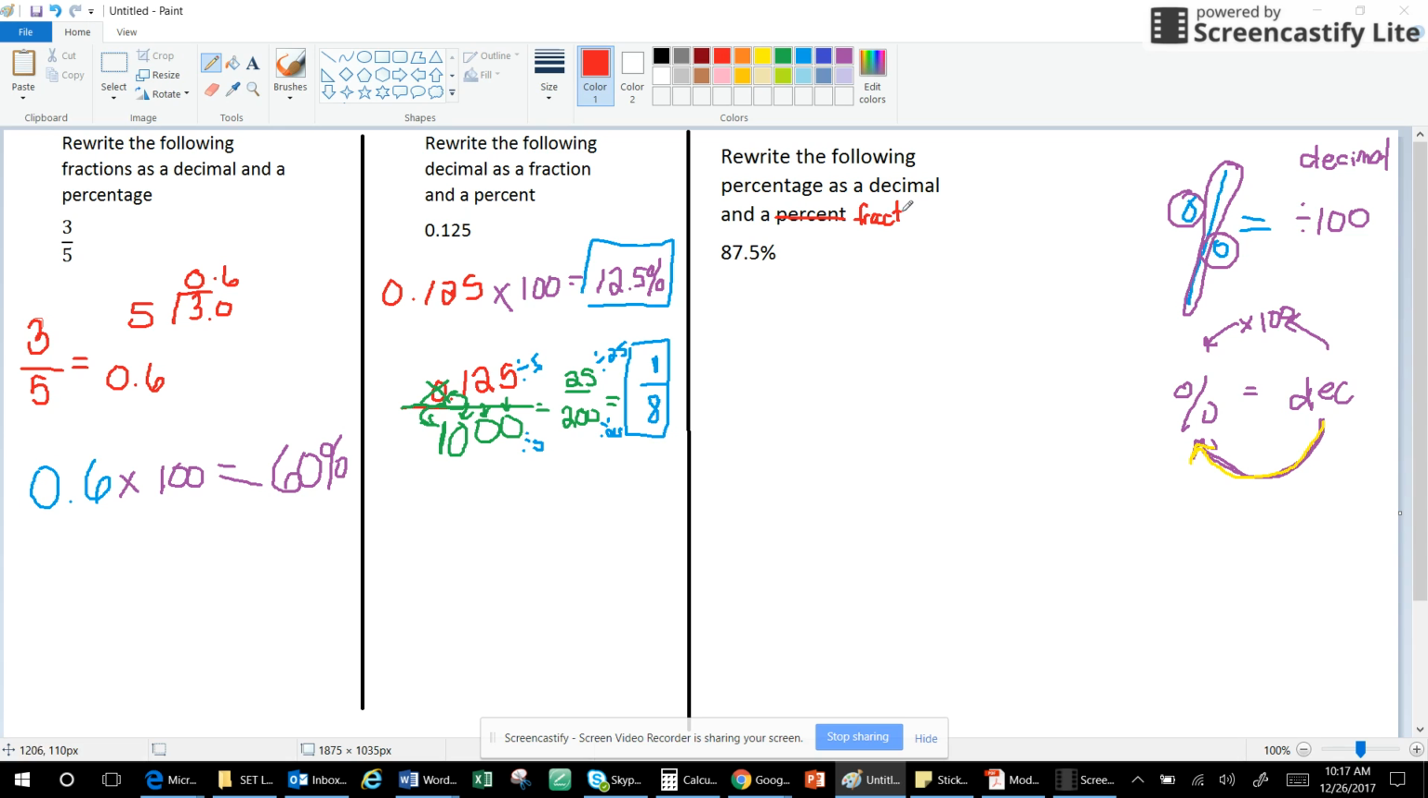So again, we're starting with something and trying to move it to something else. And here we have a percentage. And if I look at my little cheat sheet I set up over here, to get from a percentage to a decimal, I divide by 100. So I'm going to divide this guy by 100. And watch what happens on my calculator. 87.5 divided by 100, 0.875.